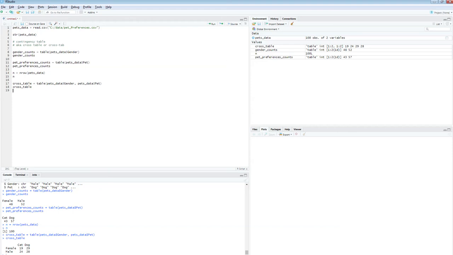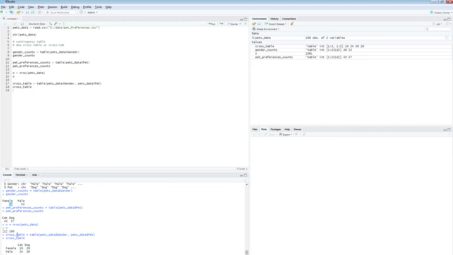Okay, so first of all, how is it the same? Well, I know that in my data file, 48 people were females and 52 were males. And look at that. Here are the females who like cats. There were 19 of them. And here are females who like dogs. There were 29 of them. And if I add these two numbers together, 19 plus 29, I'm going to get 48.